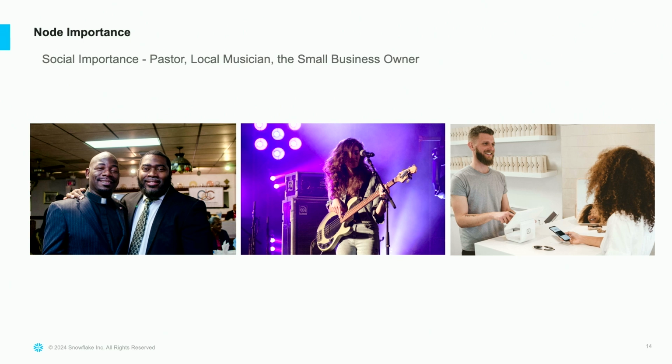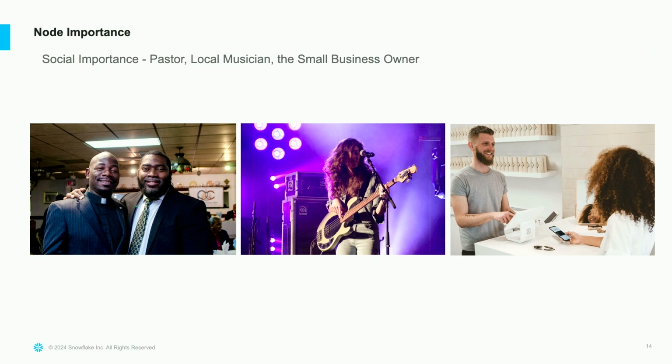So we're thinking about the religious leader. We're thinking about the local musician. We're thinking about the small business owner. And what is important about these people is that it's not just that they transact with a lot of people, but also that when they create an event, when they transact, those people also transact with each other. So again, it's not about the connections between, let's say, the musician and the audience. It's the connection that they help create and how they create a social value of the system. That's the main idea.